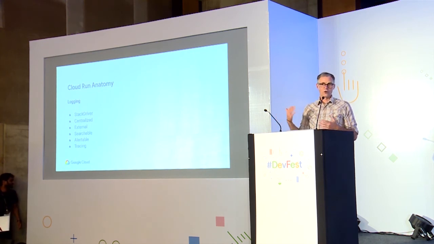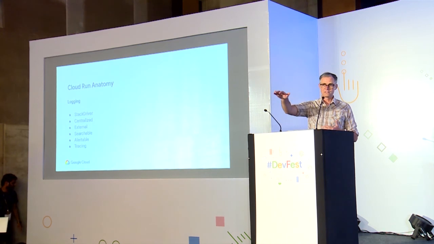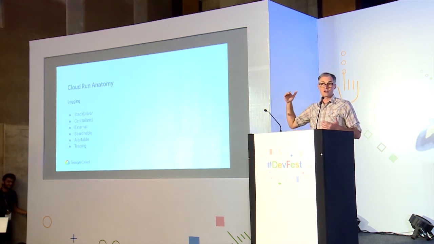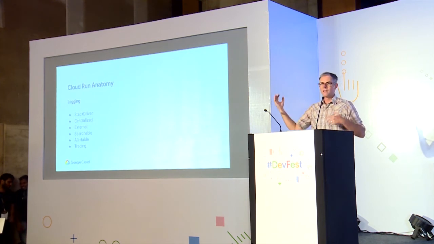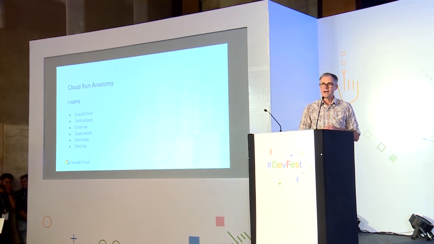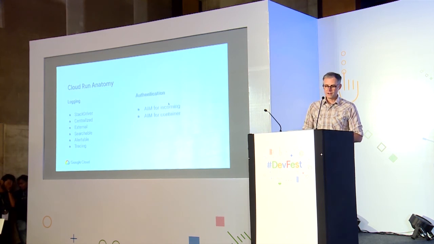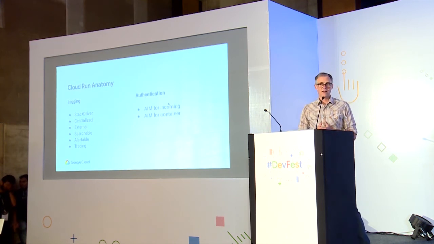All the logs for your application just go to Stackdriver automatically, and then you can go search those log files, set up alerts, trace through the different parts of the system. The ability to do tracing, so that if you have a bunch of Cloud Run apps strung together, or you have Cloud SQL, the ability to trace through all those things and correlate requests through a system is all supported by Stackdriver. And then another piece I want to cover is authentication.